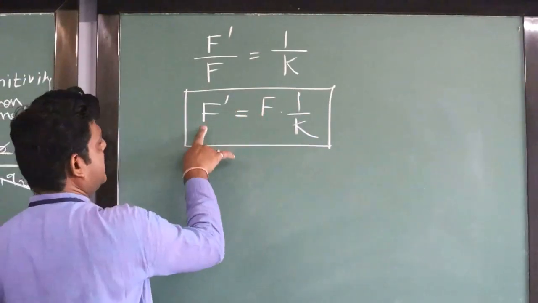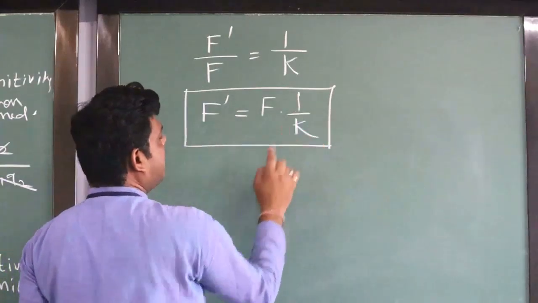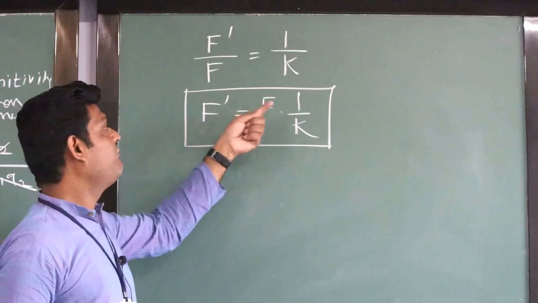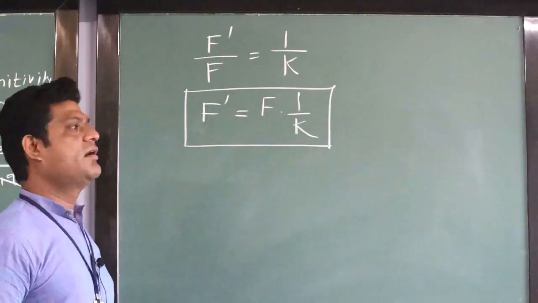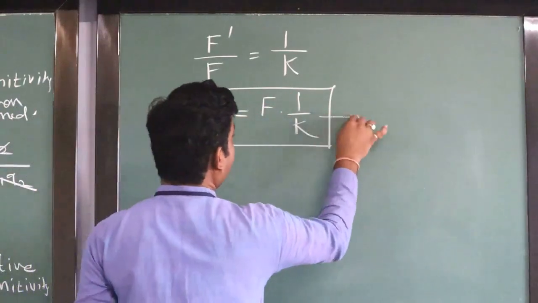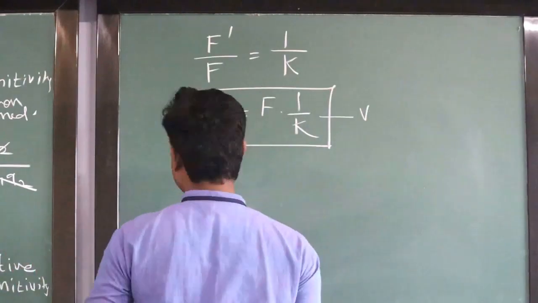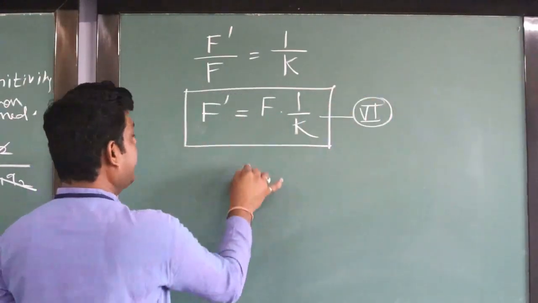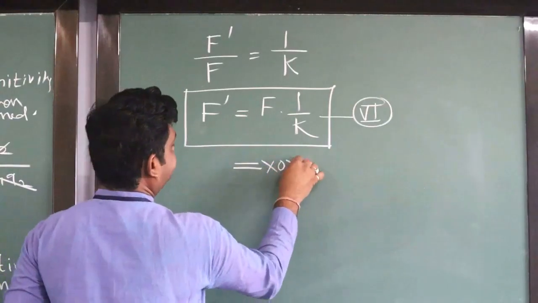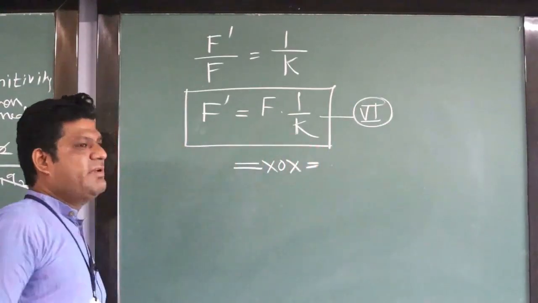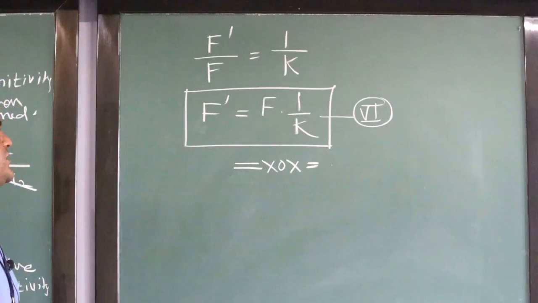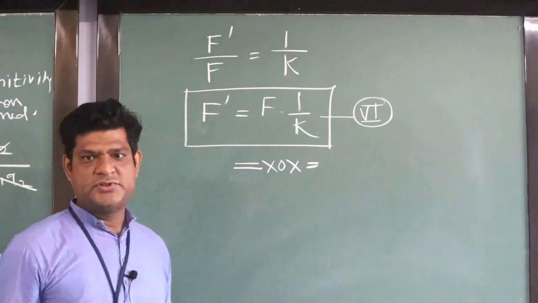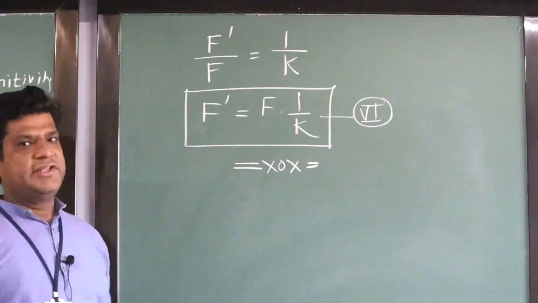So we can say that F dash equal to F into 1 by K. The new force is 1 by K times F. So this is our final equation, we can write equation number 6. Right here the question ends. There may be a question for 2 marks: discuss Coulomb's law or explain Coulomb's law. For that purpose, you have to write up to this.